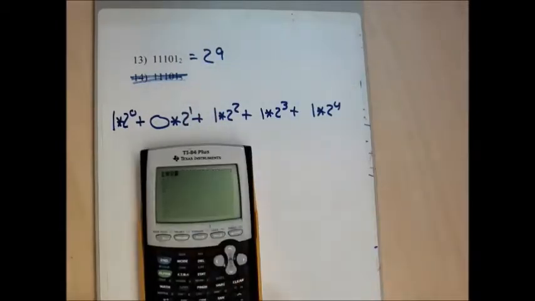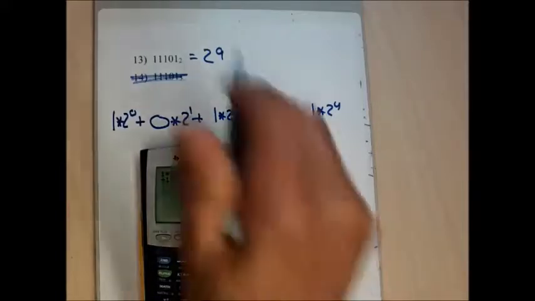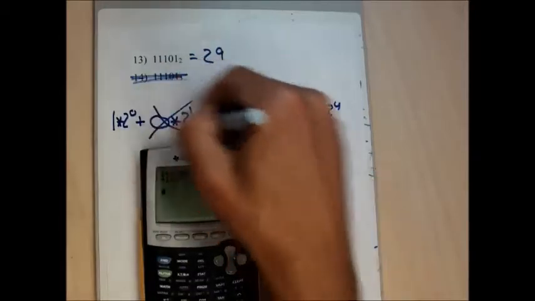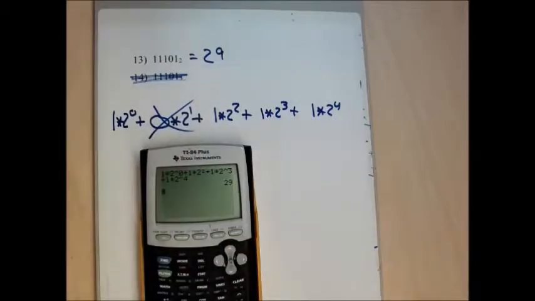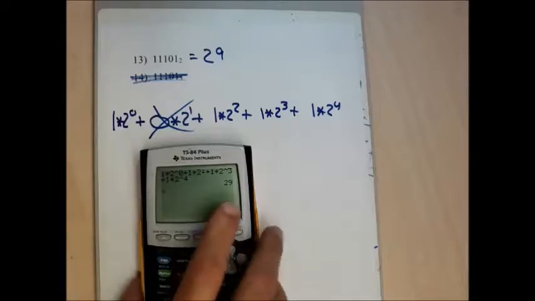So 1 times 2 to the 0. I'm not going to do the 0, I don't need it. Plus 1 times 2 squared, plus 1 times 2 cubed, plus 1 times 2 to the 4th. And I get that 29. So any piece that has a 0 is going to equal 0, so you don't have to do that on your calculator. If you feel the urge and you want to do everything, here's problem 15.